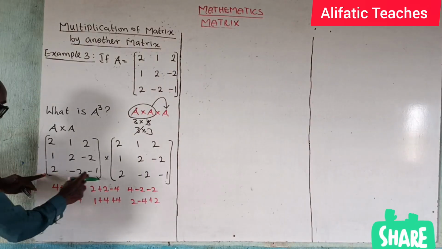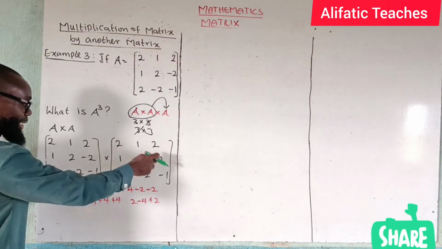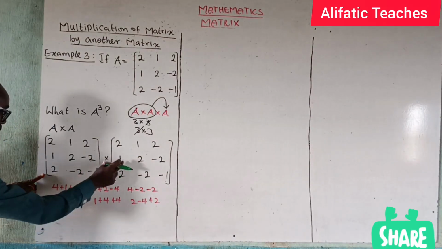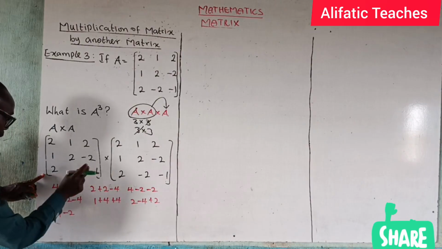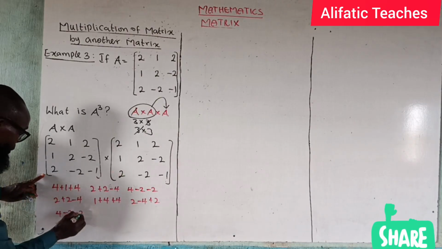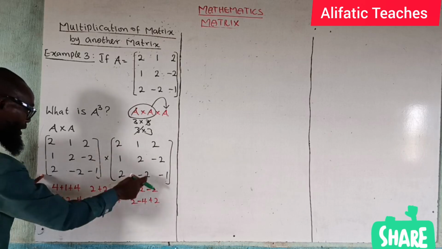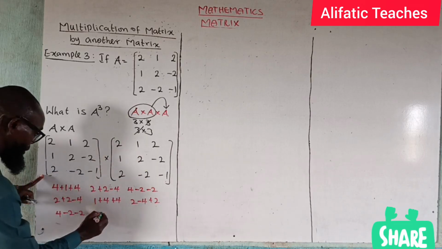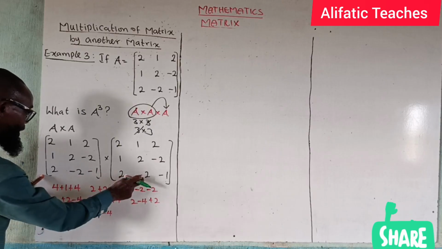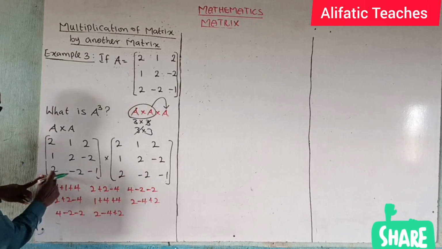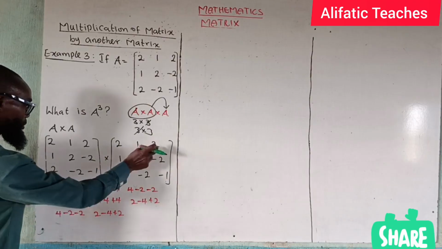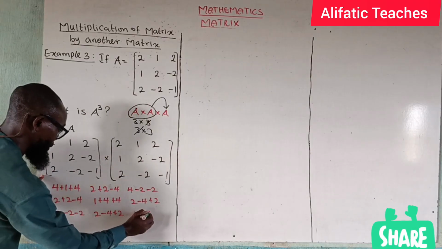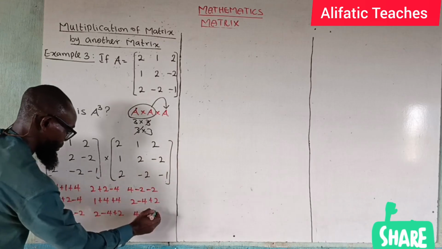Then, third row, to multiply each of the columns. 2 times 2, 4. Minus 2 times 1, minus 2. Minus 1 times 2, minus 2. Okay? Third row, second column. 2 times 1, 2. Minus 2 times 2, minus 4. Minus 1 times minus 2, plus 2. Third row, third column. 2 times 2, 4. Minus 2 times minus 2, plus 4. Minus 1 times minus 1, plus 1.